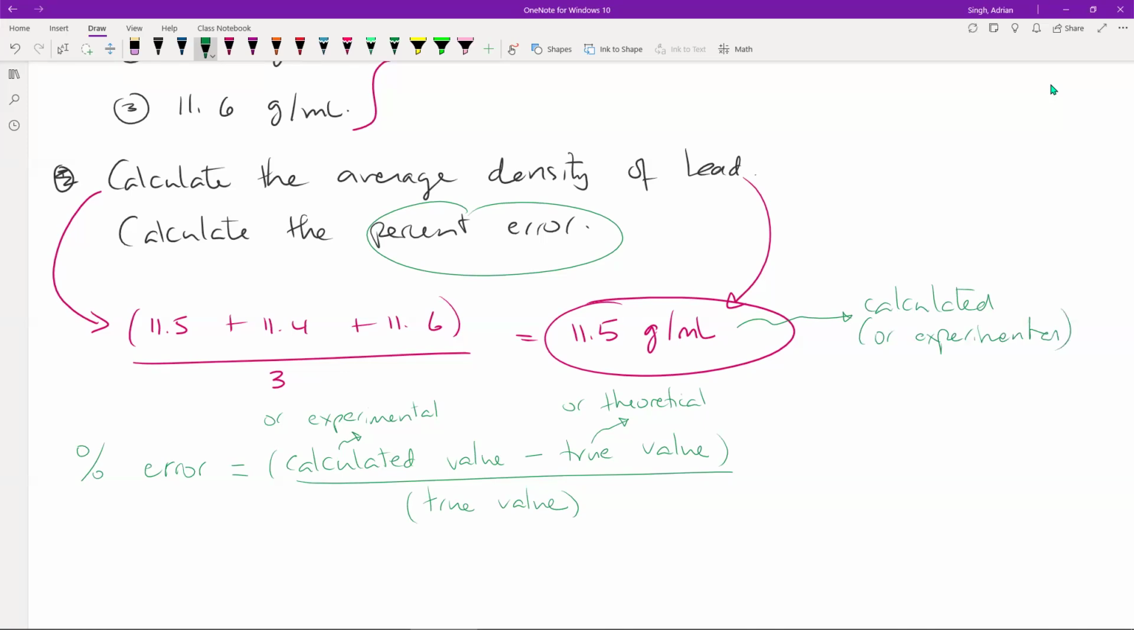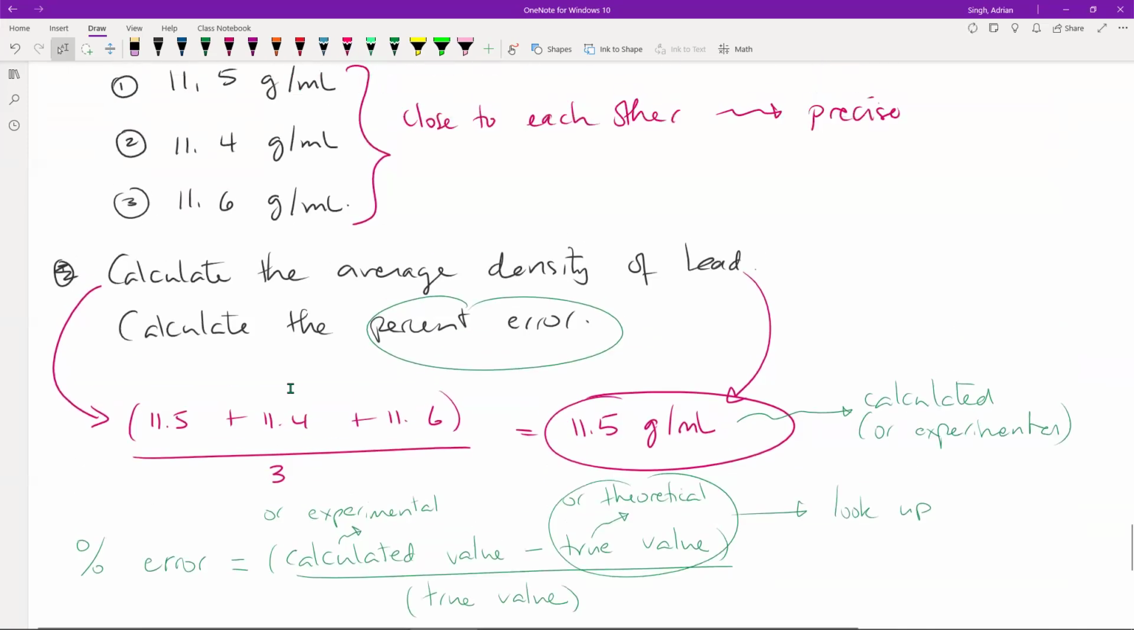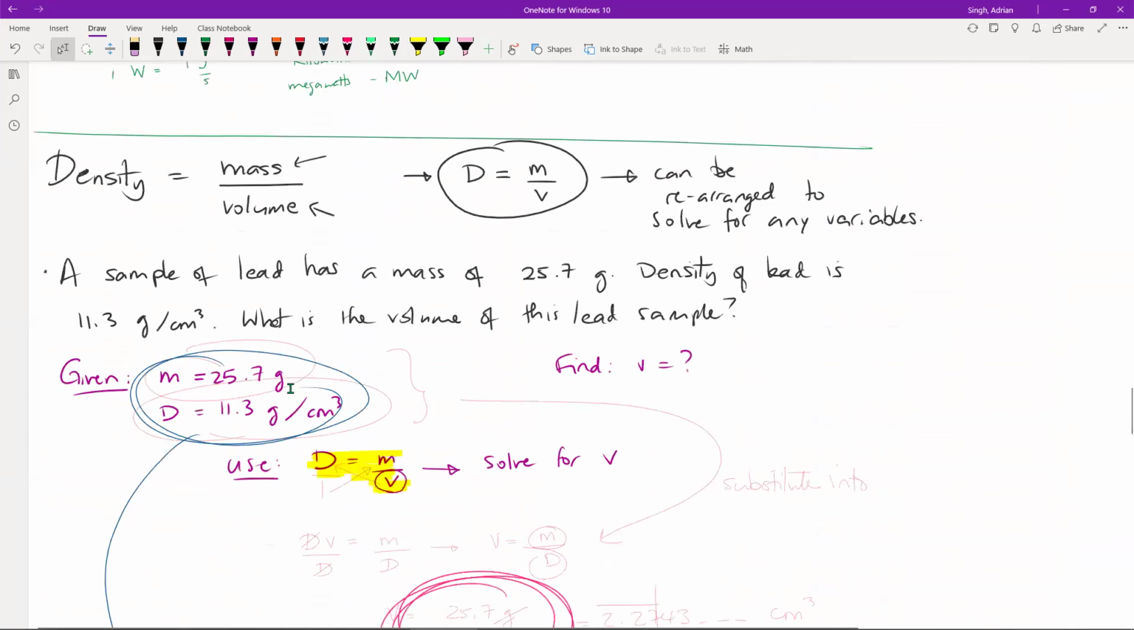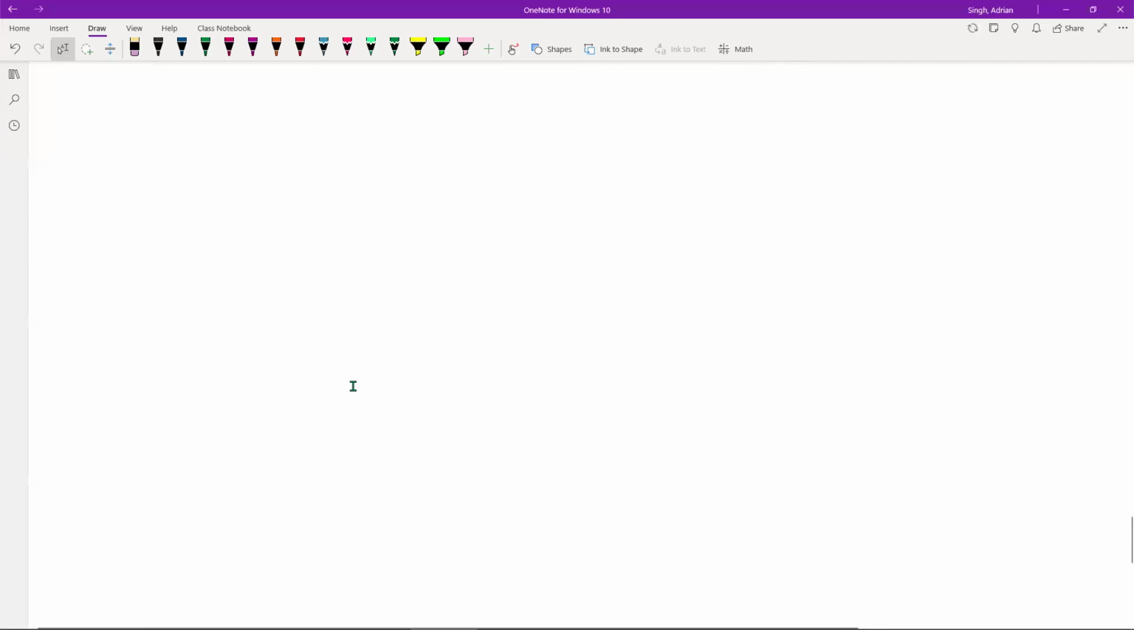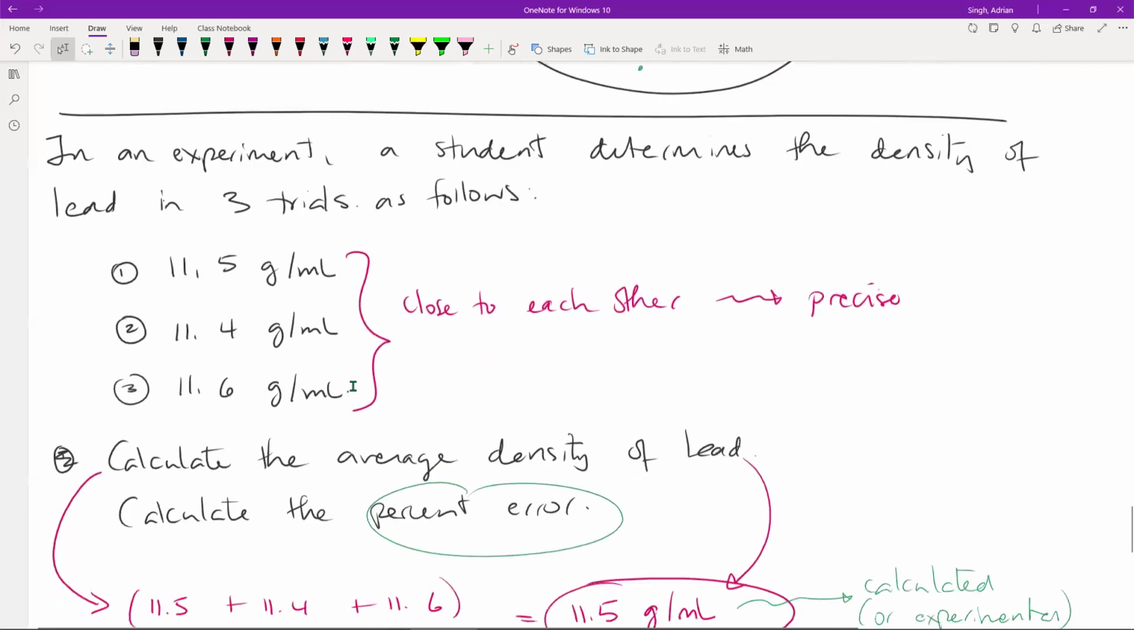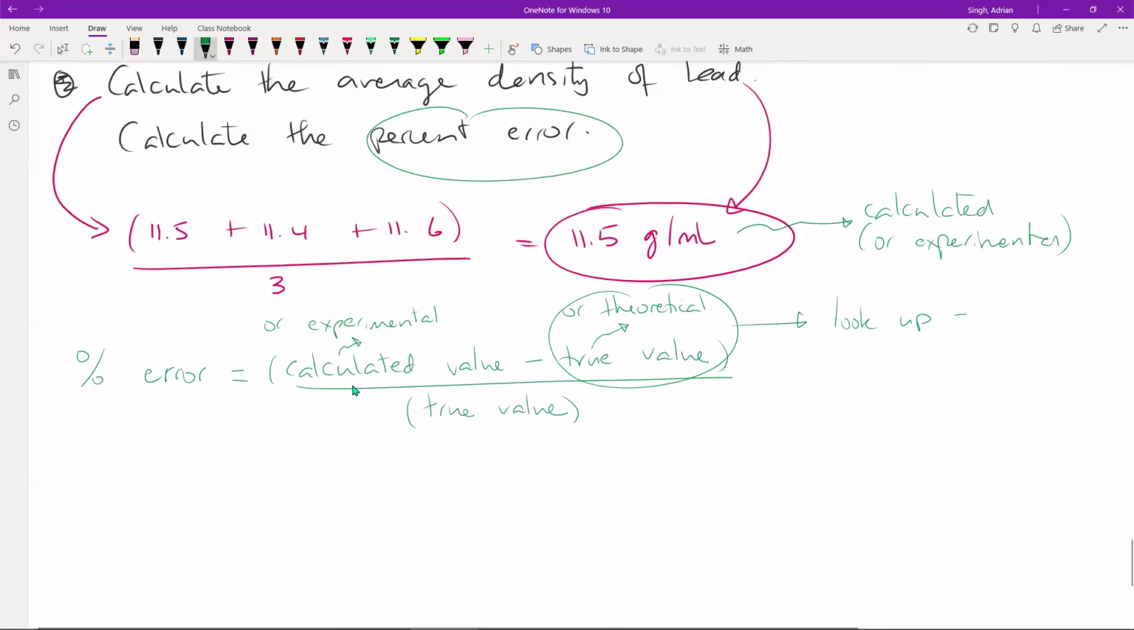So what's the true or the theoretical value for the density of lead? Well, that's something we're going to have to look at. Okay, so this we can look up in a textbook or online, or in this case, we were told what it was. In this question here, the density of lead is 11.3 grams per milliliter. So all we need to do then is to substitute those values in here.